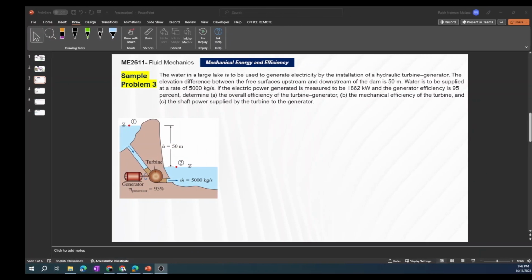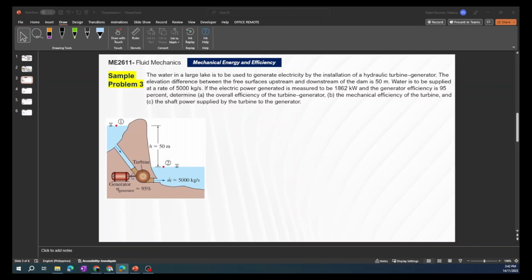Okay, So let's try, for example, under mechanical energy and efficiency. Here in sample problem 3, we have here a lake, and we have a turbine in the mountains. It's not exactly a high mountain, just 50 meters. And this turbine will spin and create mechanical work, which in turn, the generator provides electricity. We're provided these values, the height of 50 meters. We have a 95% generator efficiency. And then we have a mass flow rate at the outlet of the turbine at 5,000 kilograms per second.